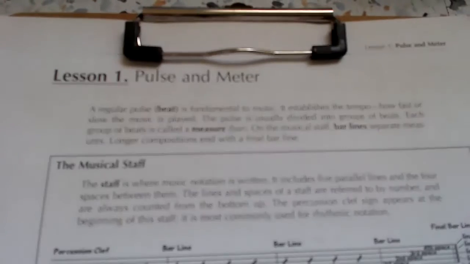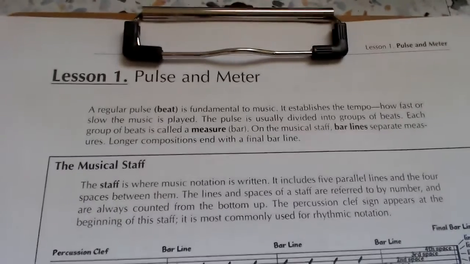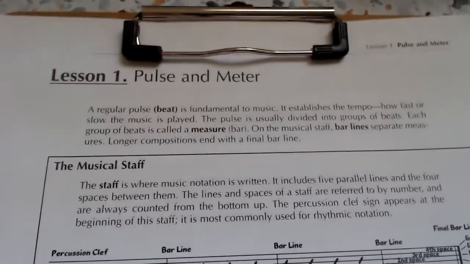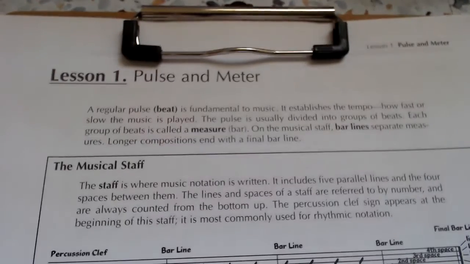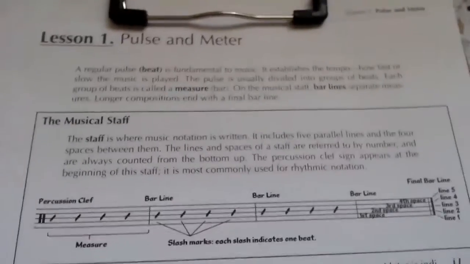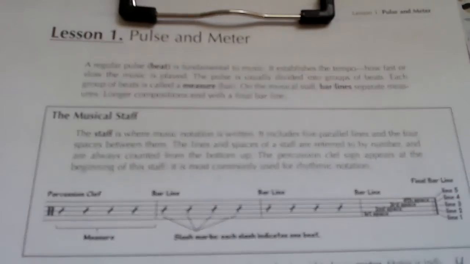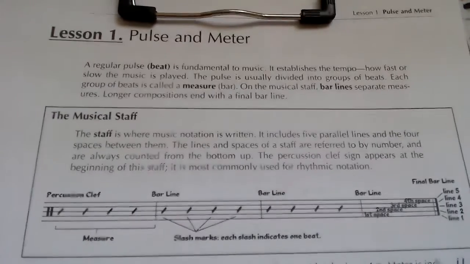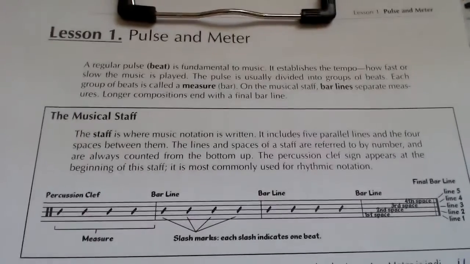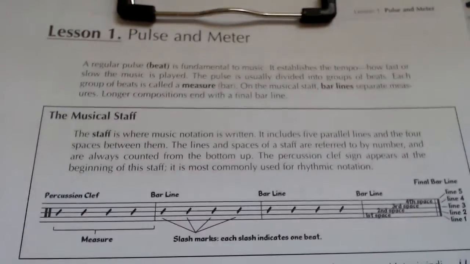The pulse is divided up into groups of beats, okay? These groups of beats are called a measure. The other name for a measure is a bar or a single bar, okay? The musical staff is these 5 lines right here that you see before you. There are 4 spaces, which are the spaces between the lines, and the 5 lines themselves. So bar lines, which are those things that make measures, basically intersect the staff there.